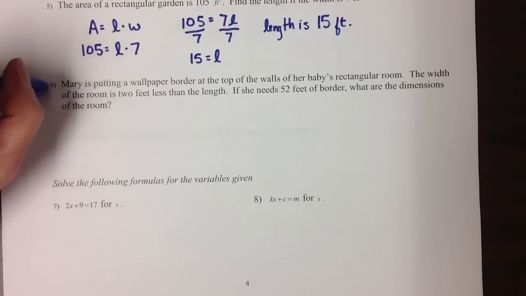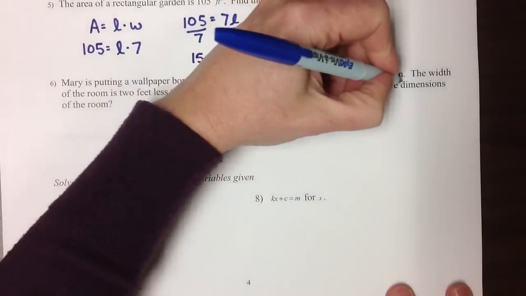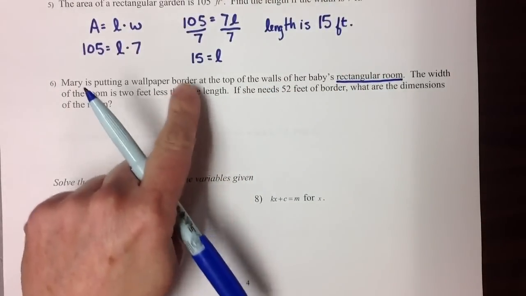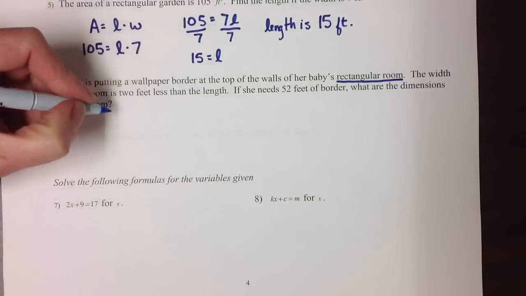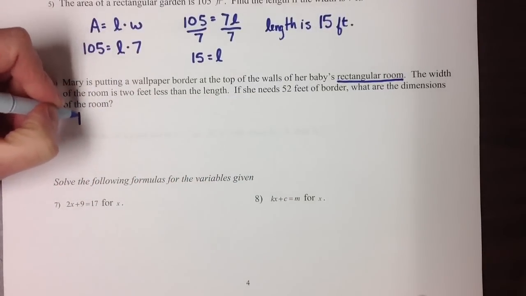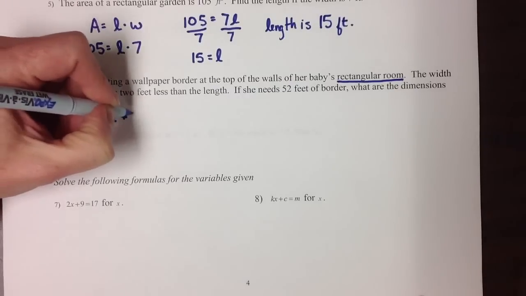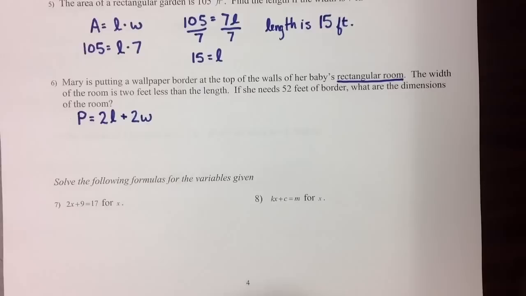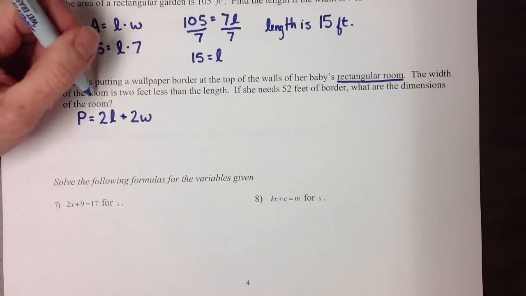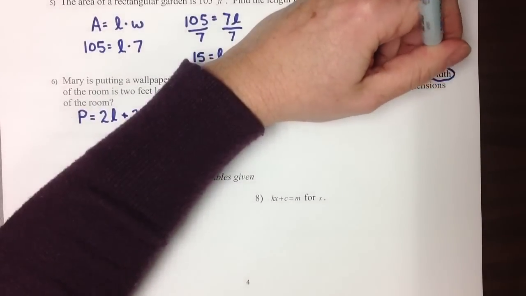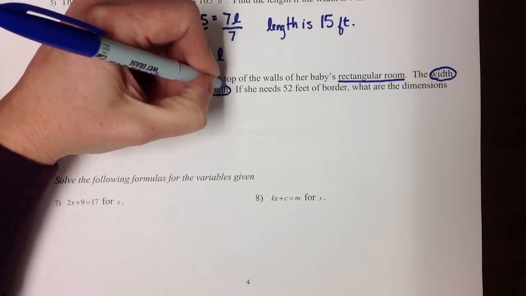Our next application is looking at a wallpaper border at the top of the walls of a baby's rectangular room. So since a border is something that travels around the perimeter of the room, around the edges of the room, we're going to need our perimeter formula to solve this one. Perimeter, again, equals 2 lengths plus 2 widths. So let's look at one information the problem gives us. It tells us that the width is 2 feet less than the length.